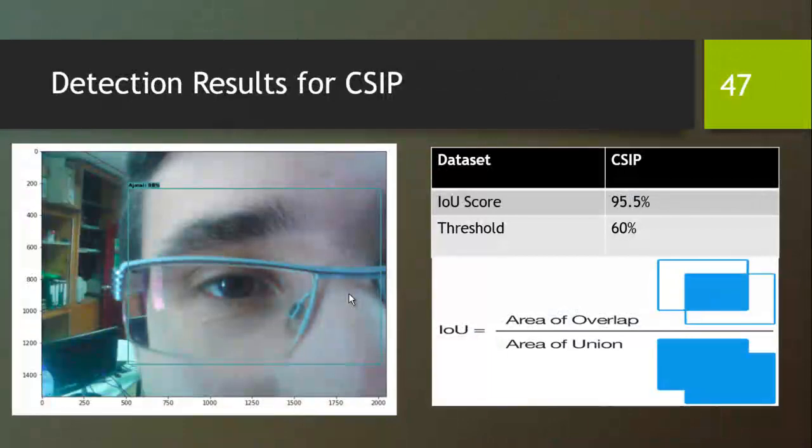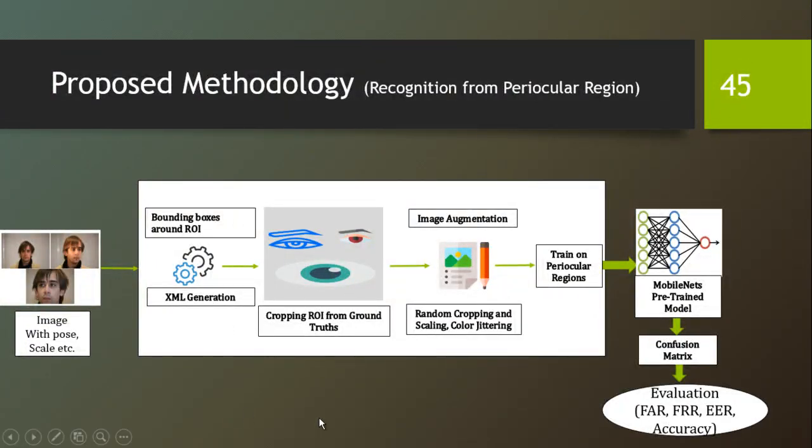This is the block diagram of the top-level architecture of my proposed methodology, where raw pixel images are taken, the ROI is detected, extracted, and necessary augmentation is applied. It was fed to the pre-trained model, and evaluation of results was formulated by plotting the confusion matrix. All evaluation metrics, like false acceptance rate, false rejection rate, and equal error rate, were based on that confusion matrix plotted previously.